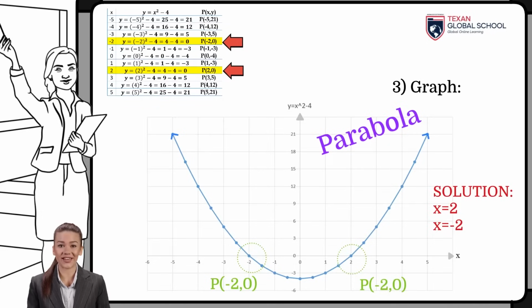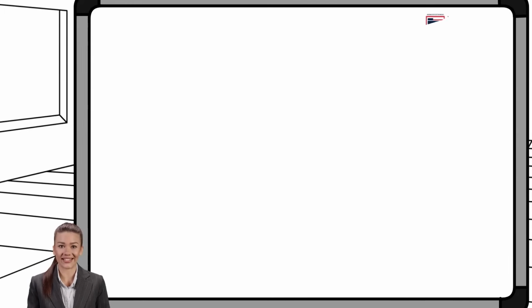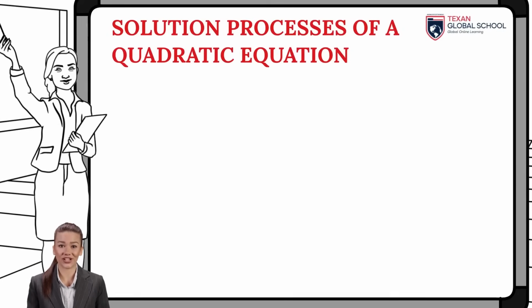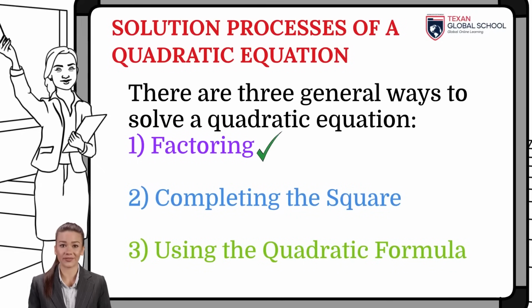We will then see the methods to obtain the solutions to an equation. A second-degree equation or quadratic equation can have up to 2 solutions. There are 3 methods to solve them: by factoring, completing the square, and using the quadratic formula.